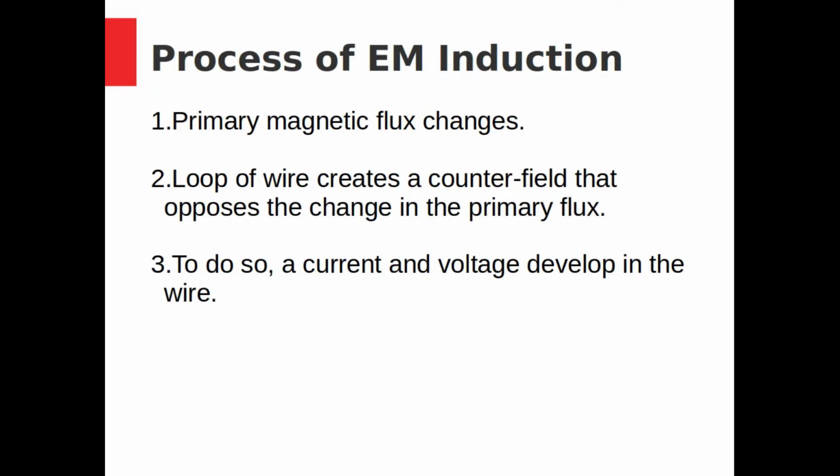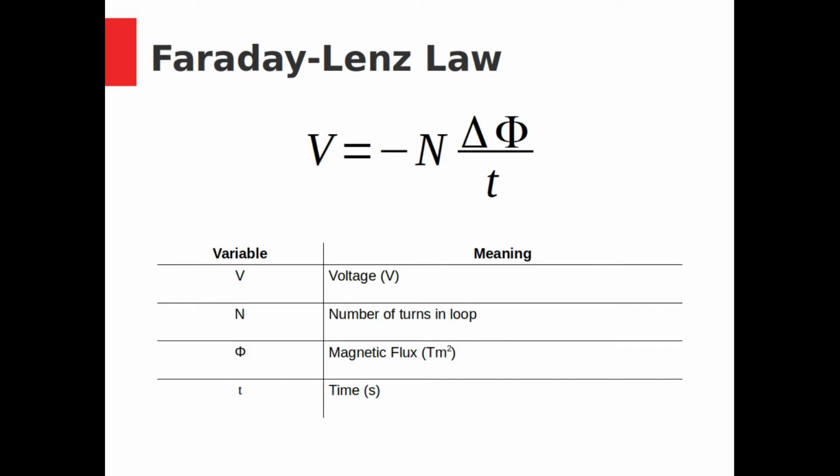The wire feels a changing magnetic flux. It creates a counterfield to oppose that change. But to create the counterfield, it must have a voltage and a current developed within it. Michael Faraday discovered the relationship between the change in magnetic flux and the voltage that develops in the wire. It's given by this equation, the Faraday-Lenz law.